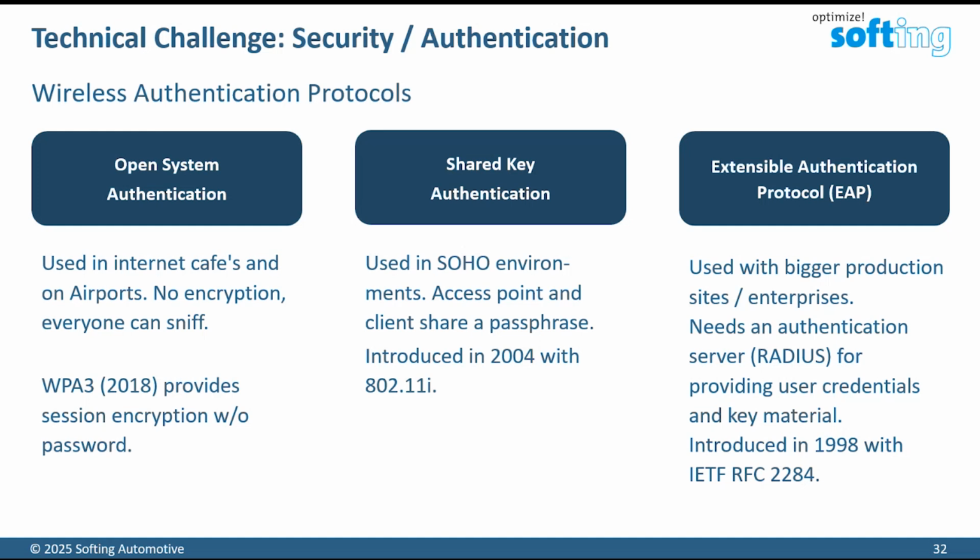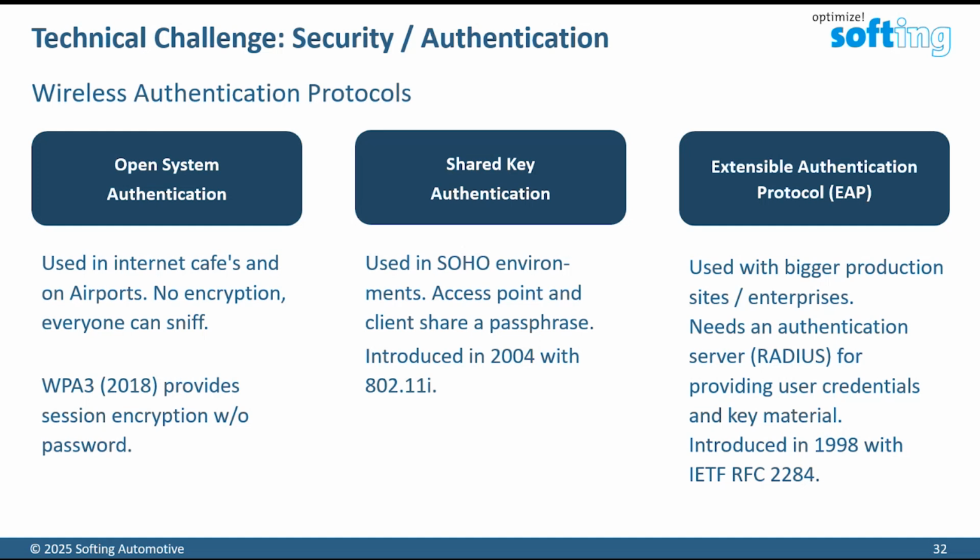For the authentication, we have three different authentication protocols: open system authentication, shared key authentication, and the extensible authentication protocol. Open system authentication has often been used with internet cafes and airports. You have no encryption. Everyone can log in and everyone can sniff. So if you go to an airport, for instance, or internet cafe, be sure to not convey any confidential information, or use a VPN.